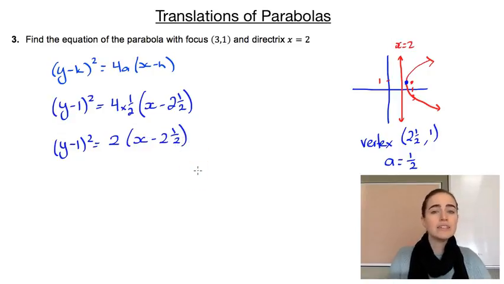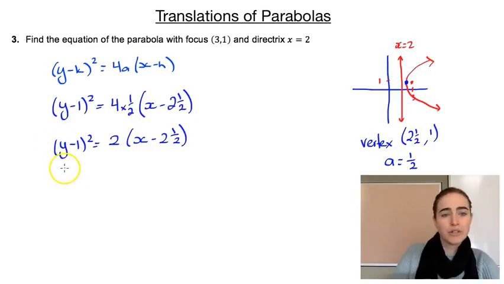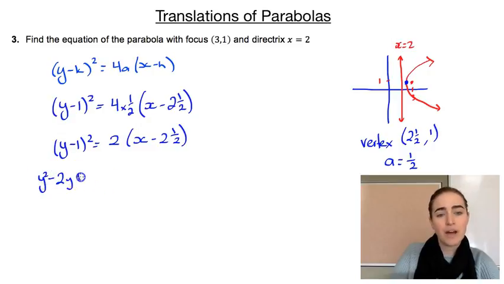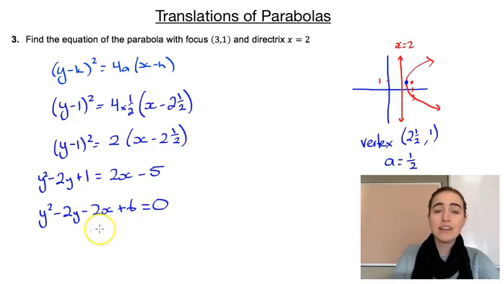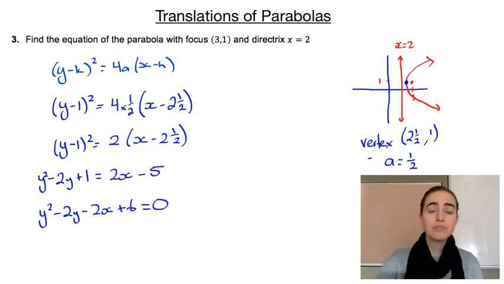Now we could leave it there. I'm actually going to expand it out and make it look a little bit nicer. So we're going to have y squared minus 2y plus 1 is equal to 2x minus 5. And then bring it all over one side of that equals sign. So y squared minus 2y minus 2x plus 6 equals 0. So that there is the equation of this parabola. So those are a few examples of solving problems that involve parabolas that have been translated.